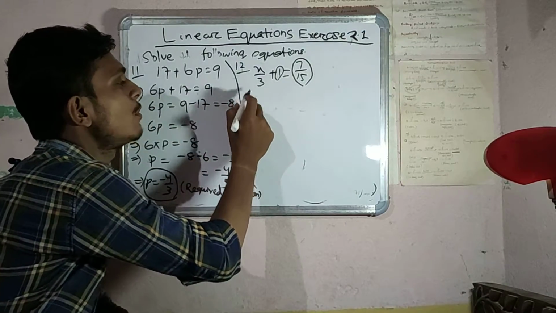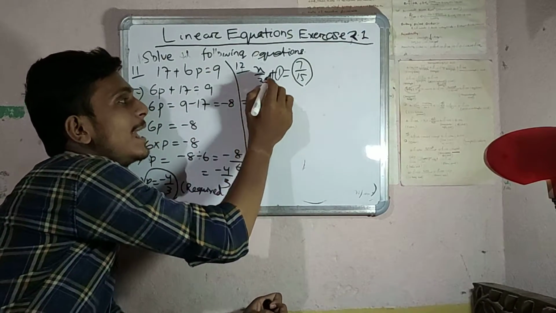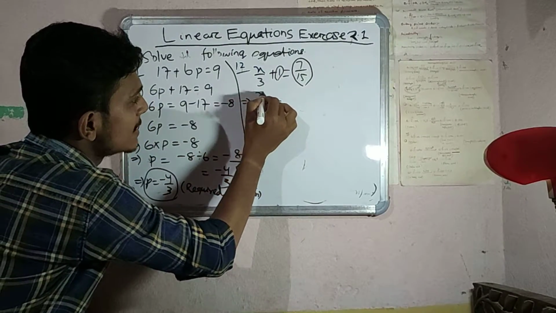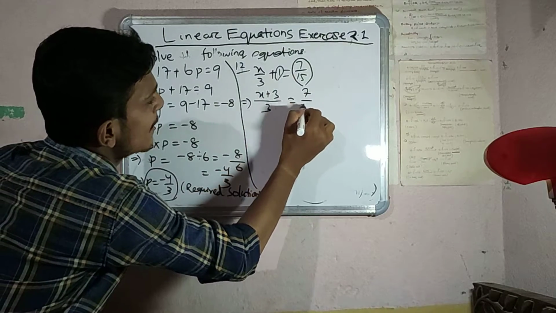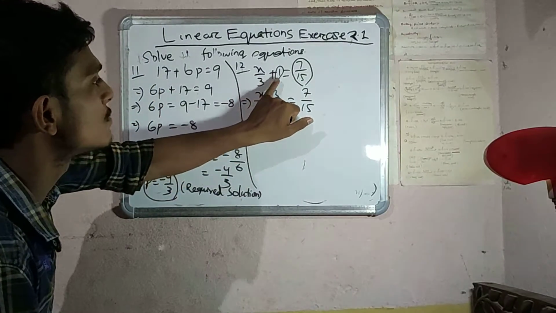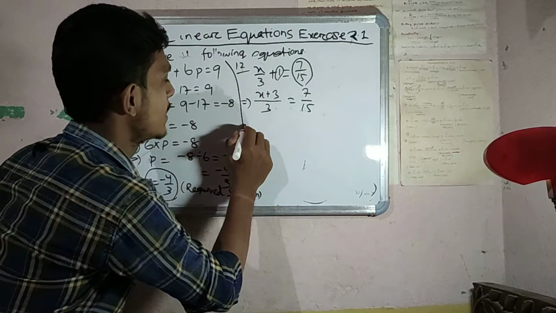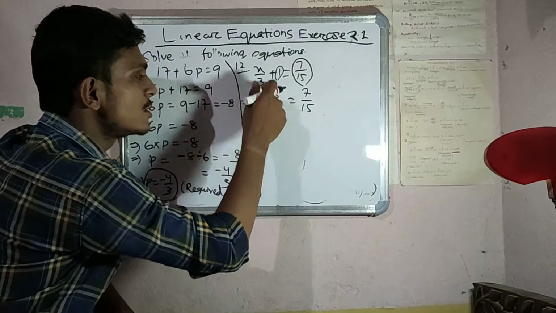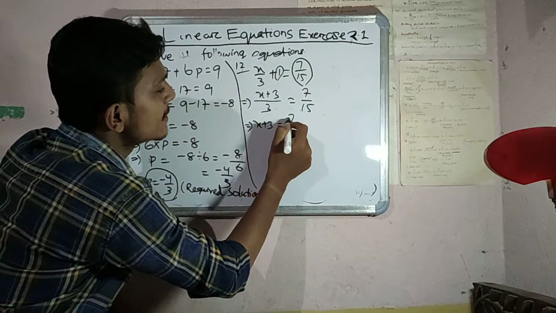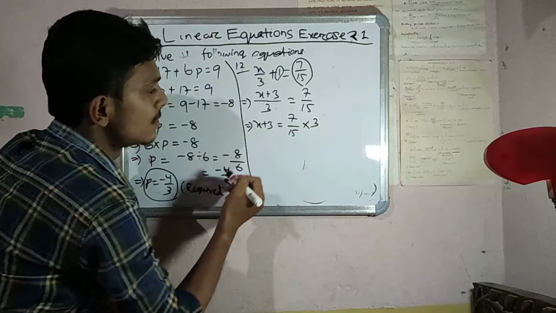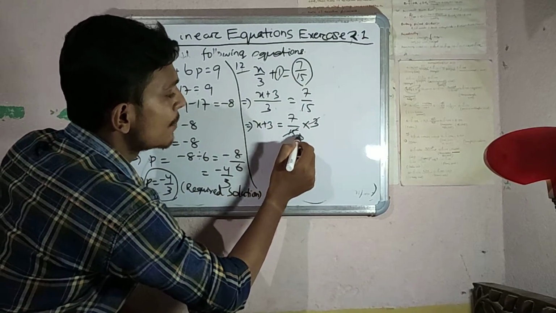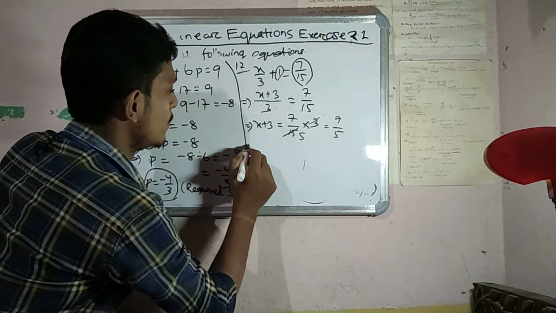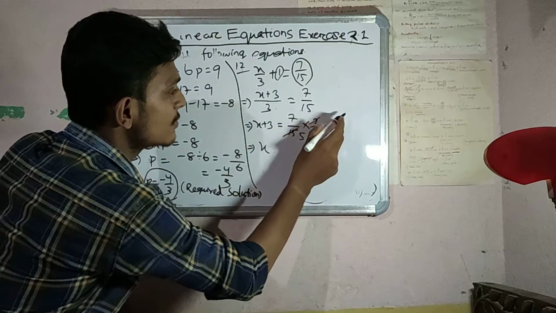First, I add these two. That is x upon 3 plus 1. So the LCM is 3 and that is x plus 3 upon 3 is equal to 17 upon 15. Then 3 is divided here, so when it transposes into the right hand side, it is multiplied. So 3 5s are 15, so it becomes 17 upon 5. So x plus 3 equal to 17 upon 5.